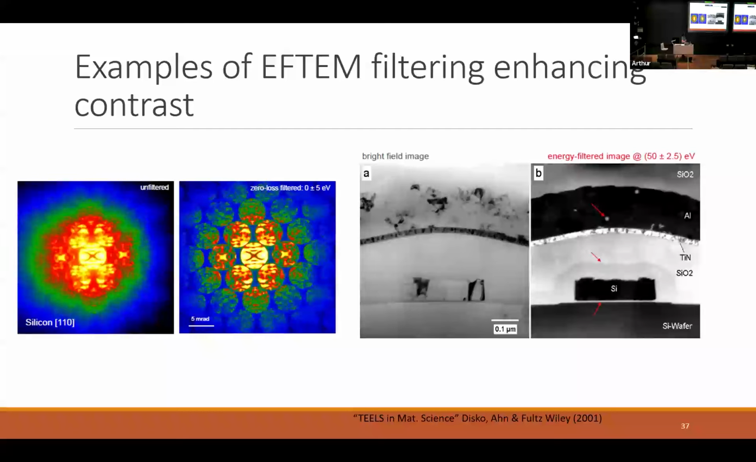Another example is we can take a regular bright field image of a device here that someone's made. And then if we're looking to see some plasmonics, for example, we can put a slit to an energy which corresponds to wherever those plasmonic resonances are, say 50 eV, and then we're able to see locally where those plasmon modes are lying. So that's kind of cool.